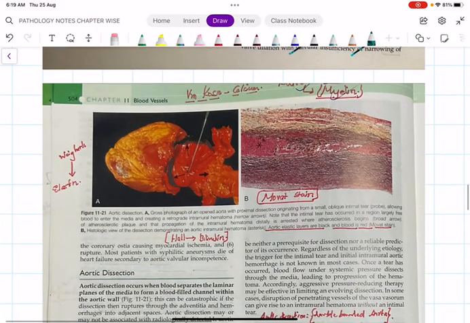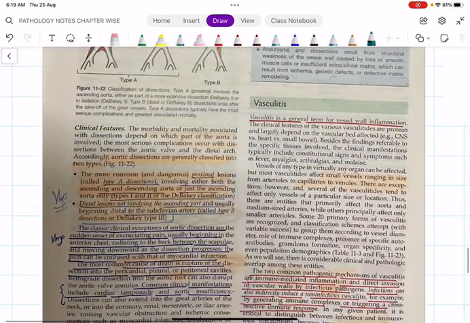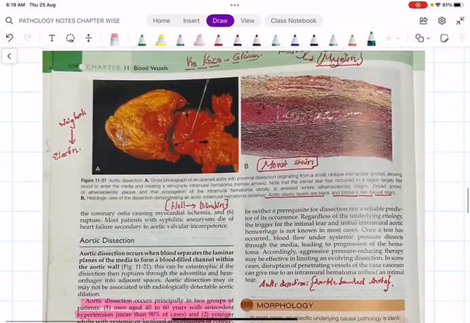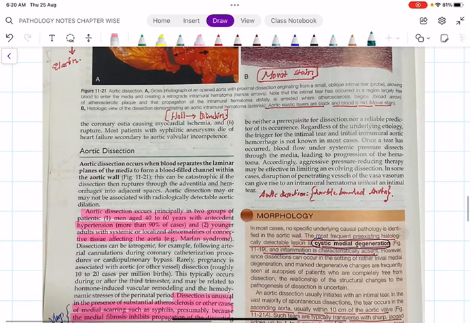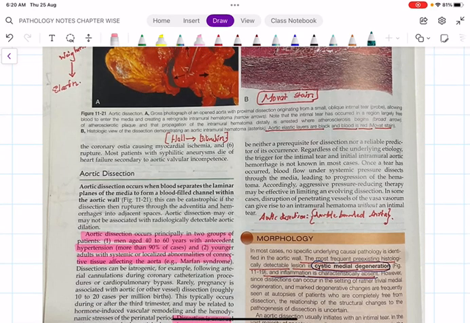Next, another most important point, a frequently asked question, is aortic dissection. Now let us see what this aortic dissection is. Dissection means the blood will separate the planes of the tunica media and form a blood-filled channel within the aortic wall.